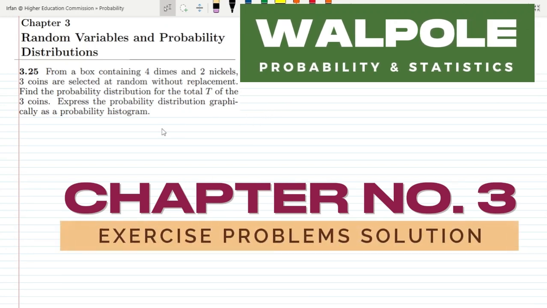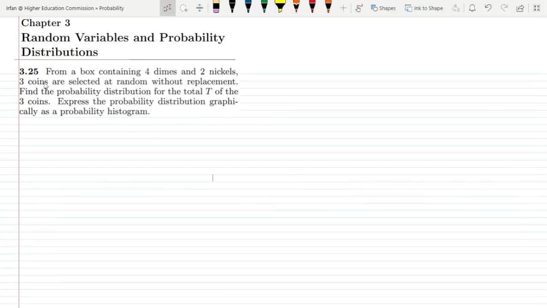Hello guys, I hope all of you are fine. This is question 3.25 of chapter 3, and the statement is: from a box containing 4 dimes and 2 nickels, 3 coins are selected at random without replacement. Find the probability distribution for the total T of the 3 coins, or the total number of cents in the 3 coins. Then express the probability distribution graphically as a probability histogram.